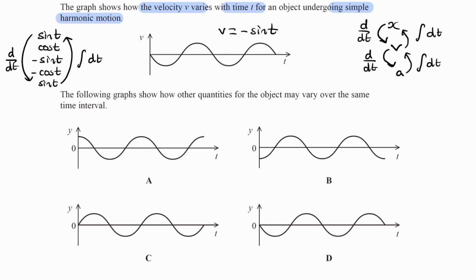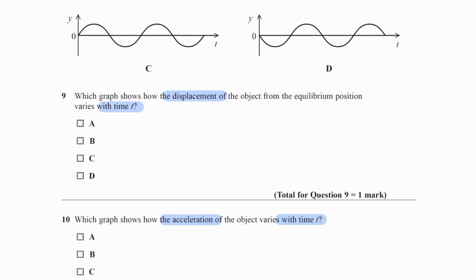Okay, so how do we apply that in this question? So we have a minus sine graph here. We want to get displacement and acceleration. Let's start with displacement. We have velocity. To get displacement, we have to integrate. We have minus sine. Integrating minus sine gives us cos. So therefore our displacement time graph would be a cos graph. That is A. So the answer to 9, which is asking for the displacement time graph, is A.